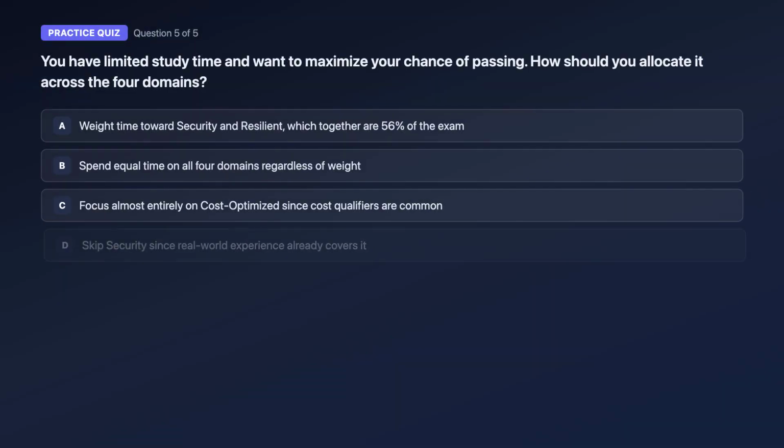Question 5. You have limited study time and want the best chance of passing. How should you allocate it across the 4 domains? A. Weight time towards security and resilient, which together are 56% of the exam. B. Spend equal time on all 4 regardless of weight. C. Focus almost entirely on cost optimized since cost qualifiers are common. Or D. Skip security since real-world experience already covers it. Pause here if you want more time.